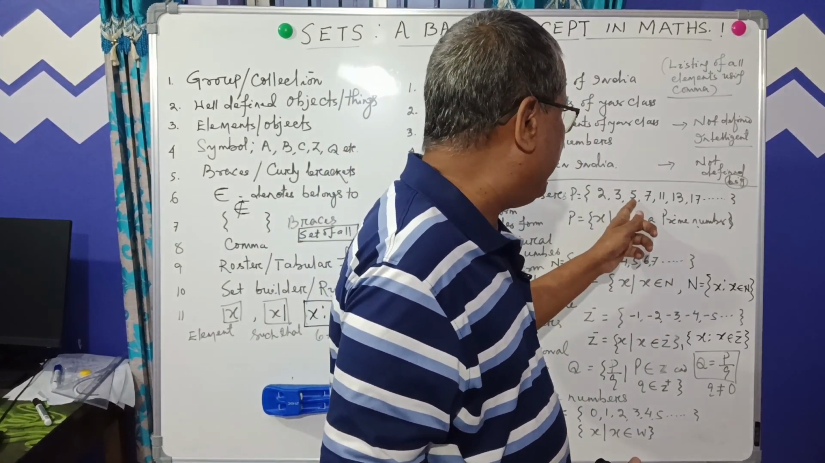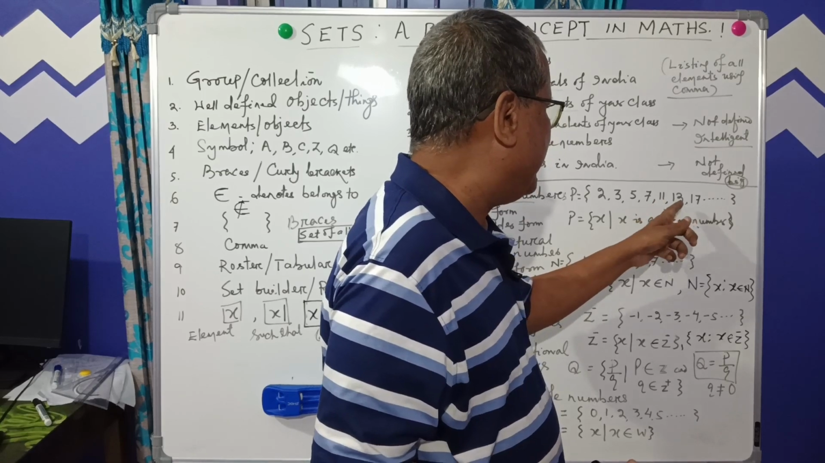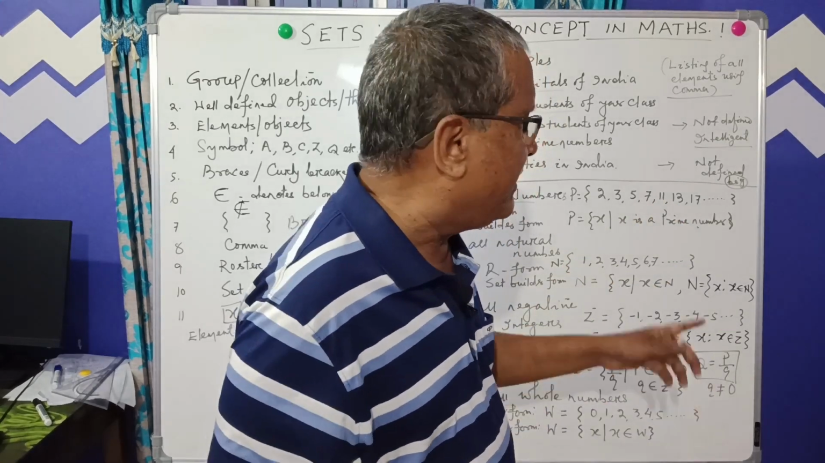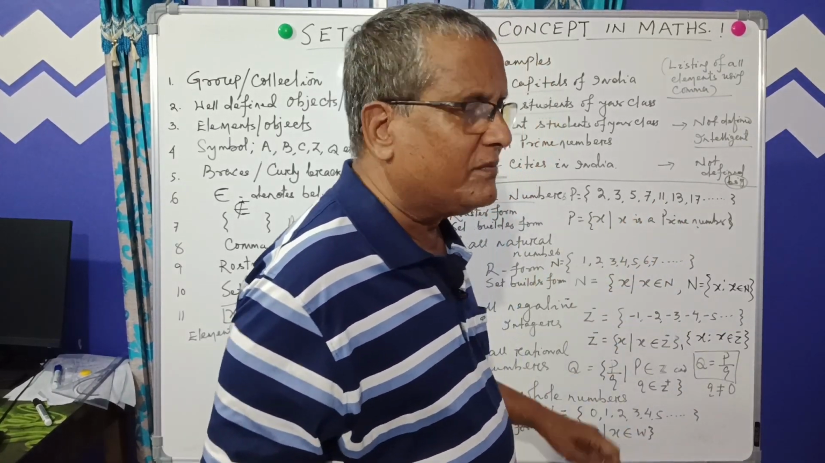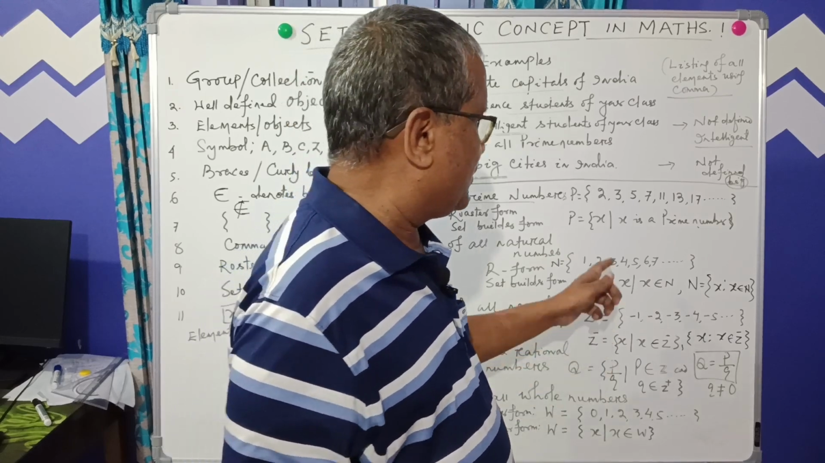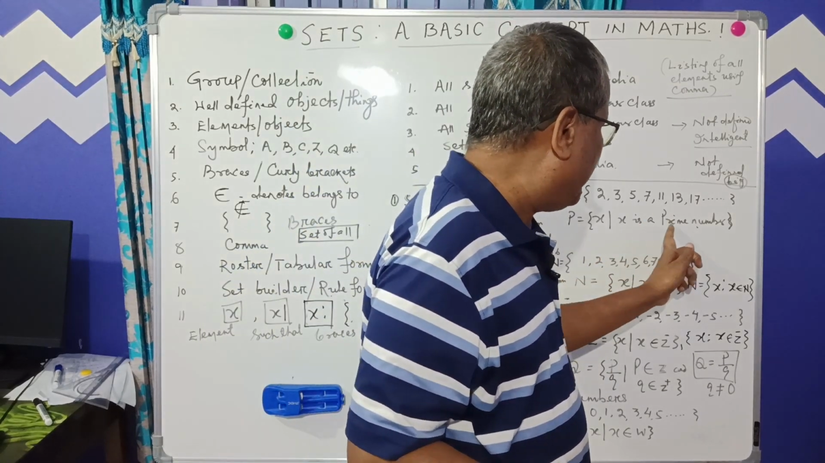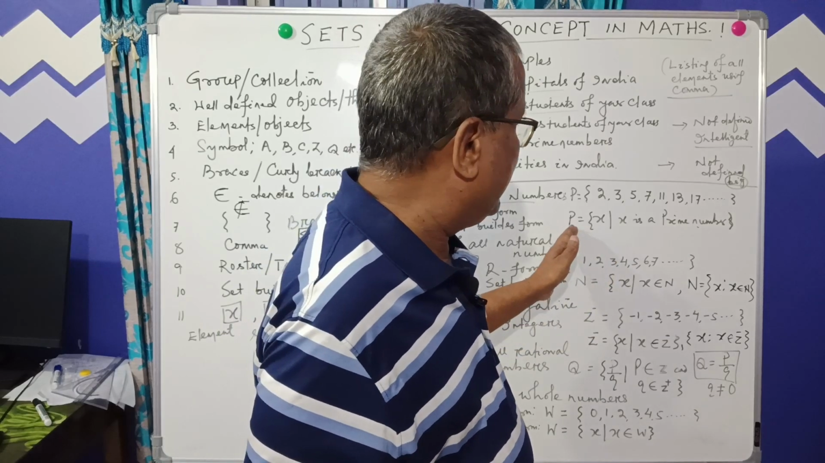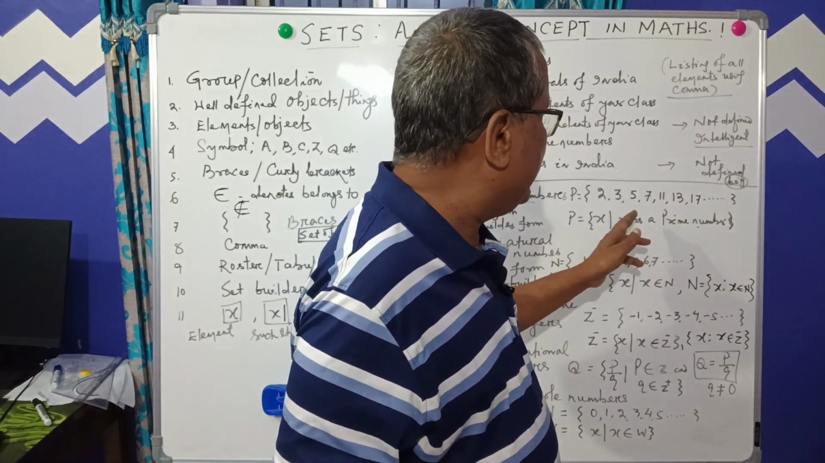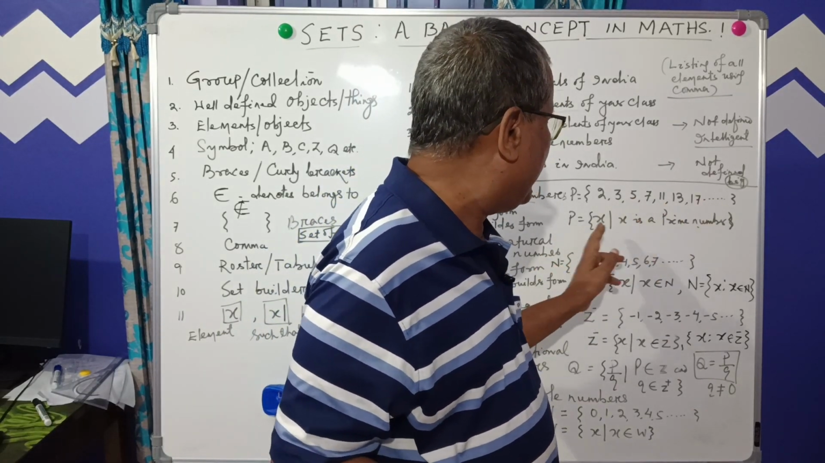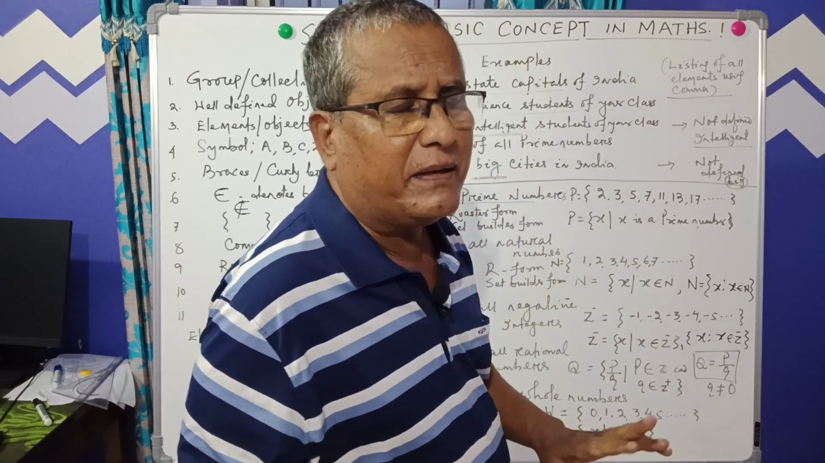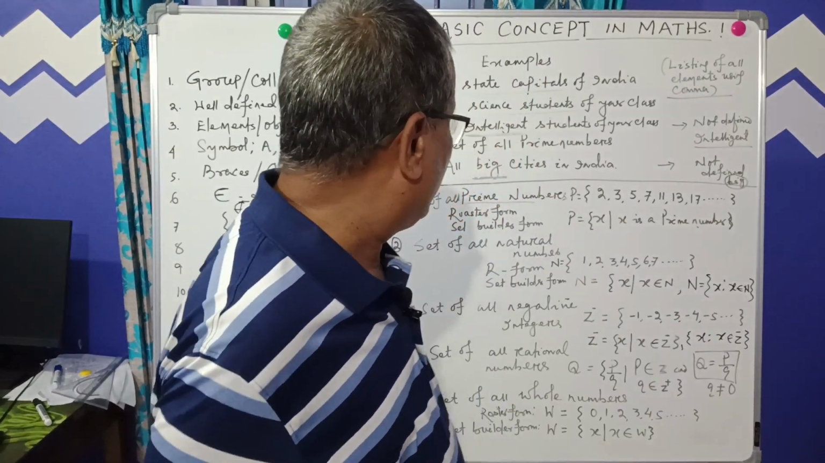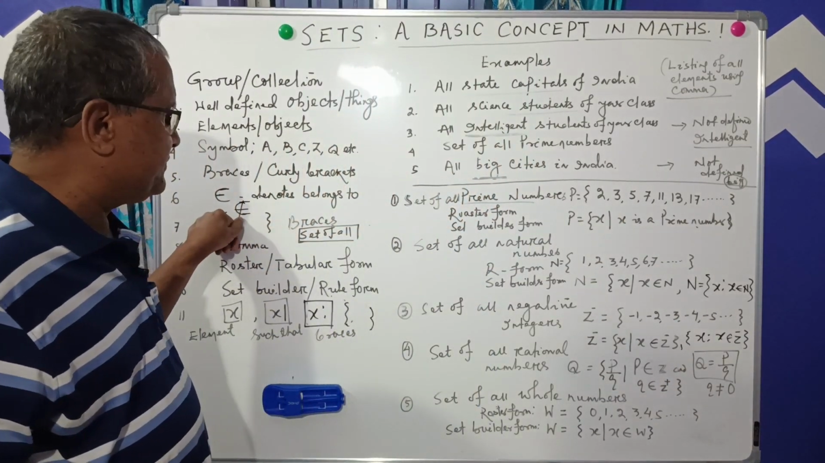So x may be 5, maybe 7, maybe 11, maybe 13, whatever it may be, it belongs to the set P. So all prime numbers are the elements of set P. So x is a prime number. Irrespective of which prime number, it is an element that belongs to the set. Okay, and this symbol is used.